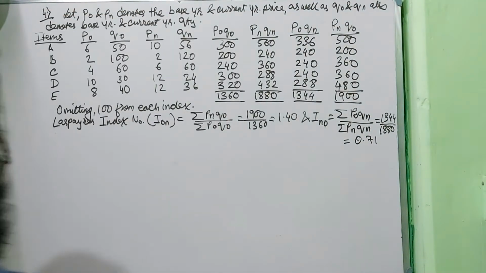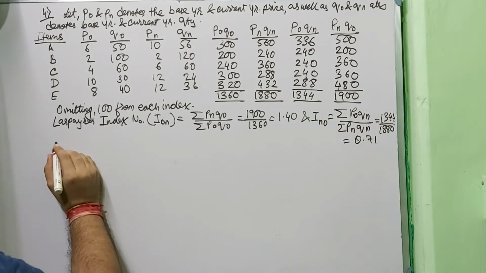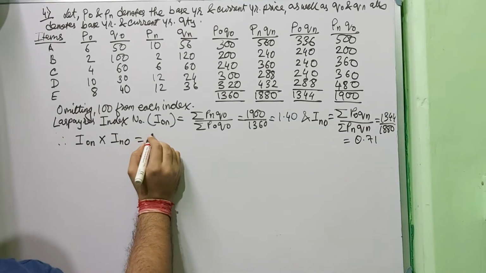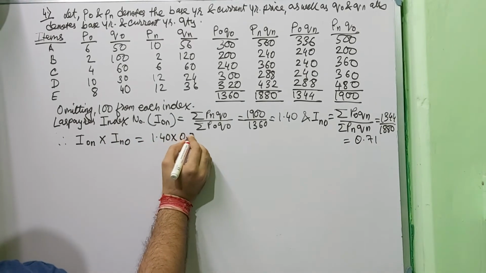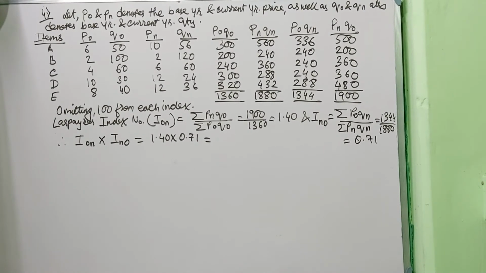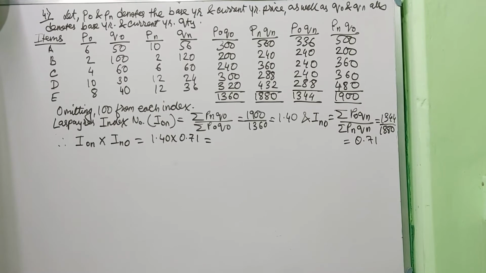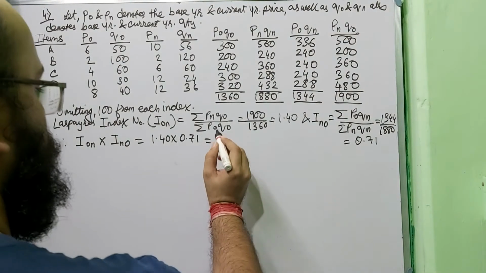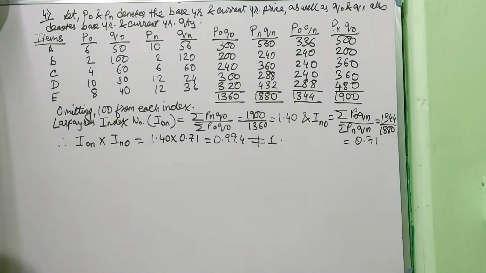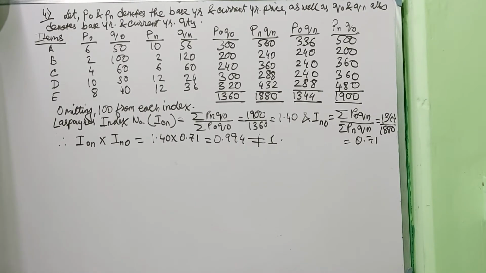So therefore I0n into In0, 1.40 into 0.71, just calculate it: 1.4 into 0.71 is 0.994, which is not equal to 1. As it is not equal to 1, Laspeyres' formula does not satisfy the time reversal test.